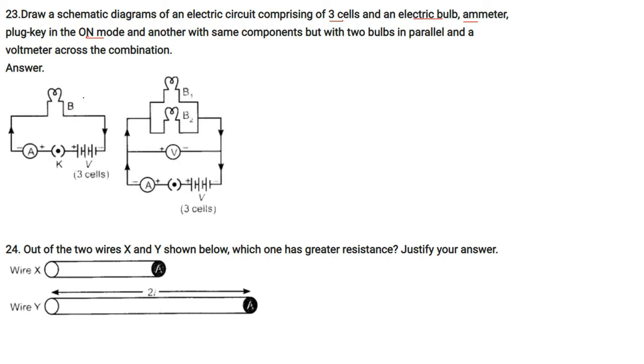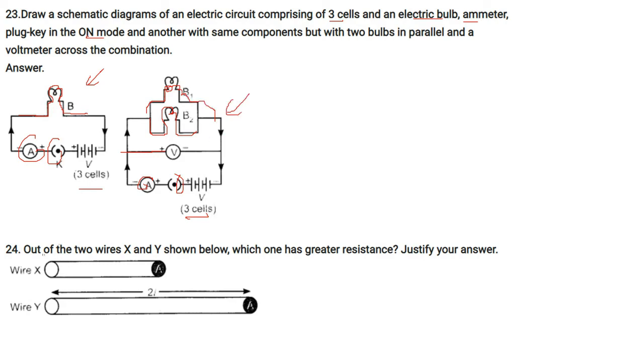This is the first one. So we have 3 cells here, we have 3 cells here. We have a key, we have a key. We have an ammeter, we have an ammeter. But now here we have a bulb. And here we have a voltmeter along with these 1 bulb and 2 bulbs. Okay, this is how the diagram will be.